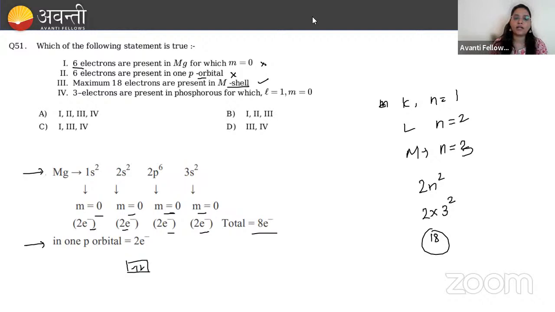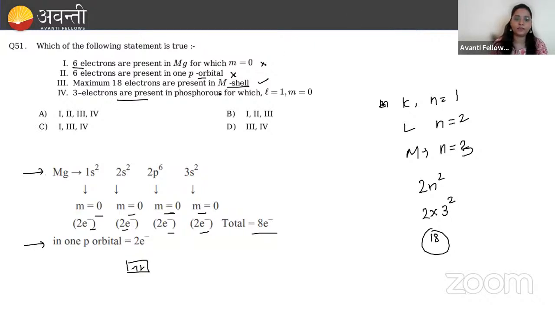Next, 3 electrons are present in phosphorus, for which L is equal to 0 and M is equal to 0. So here it is told to us, what will be the maximum number of electrons present in phosphorus? 3 electrons are present in phosphorus, for which L is equal to 1 and M is equal to 0.